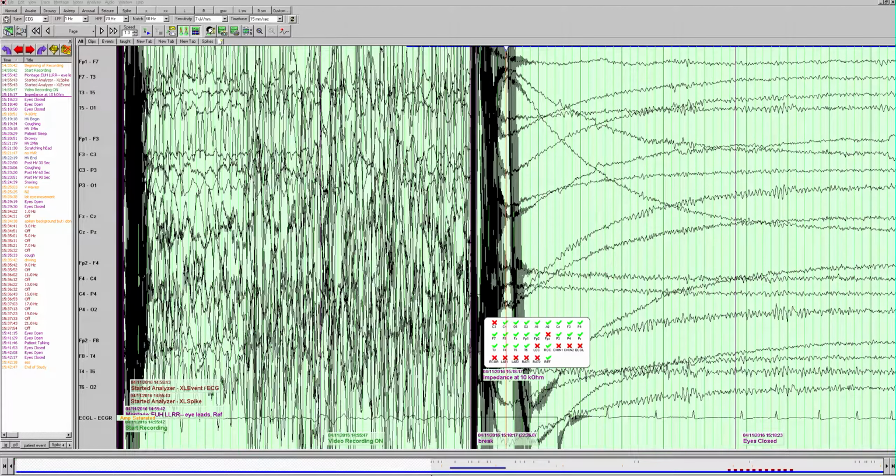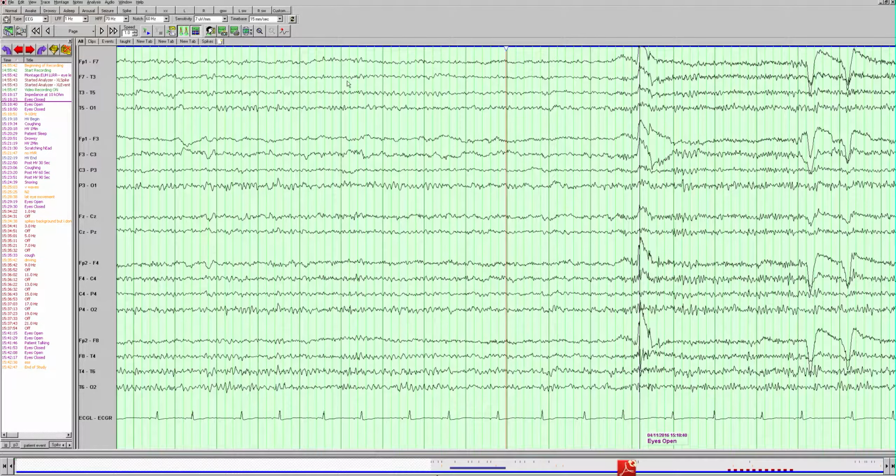This is an EEG of a 32-year-old woman with a possible seizure. So starting out, again, this is our double banana montage. This is the entire left hemisphere, temporal, parasagittal. This is the midline and right parasagittal temporal.